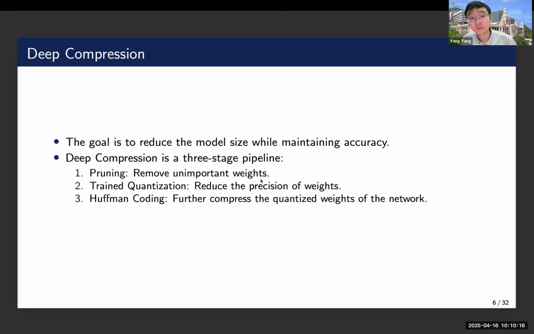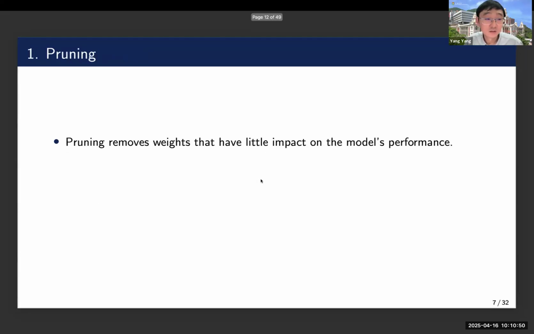This algorithm is a pipeline of 3 stages. The first is pruning, which removes unimportant weights from a large network. Second is called trained quantization, which reduces the precision of the weights, or uses less memory to store all the weights. The third is Huffman coding, which is a classic technique used in information theory for compressing information or messages. Let's look at the methods one by one.